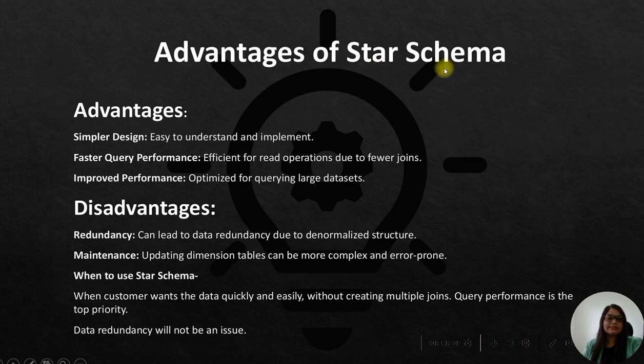So the advantages of star schema: it is a simpler design, easy to understand and implement, with faster query performance, efficient for read operations due to fewer joins, and optimized for querying large data sets. The disadvantages are redundancy and high maintenance. This is also one of the interview questions, guys: when do we use the star schema? When the customer wants the data quickly and easily without creating multiple joins, then query performance is the top priority. Data redundancy will not be an issue. In this scenario, you can use the star schema.